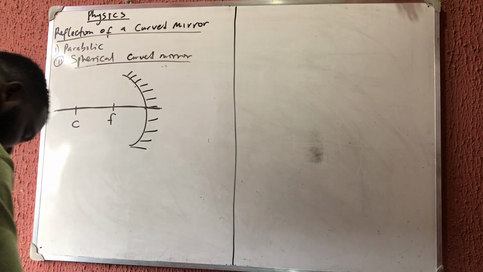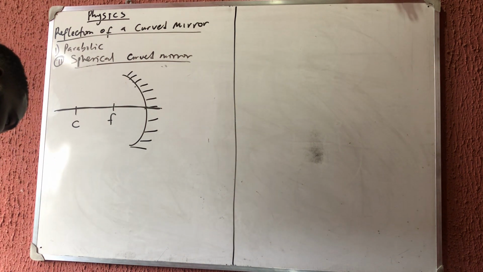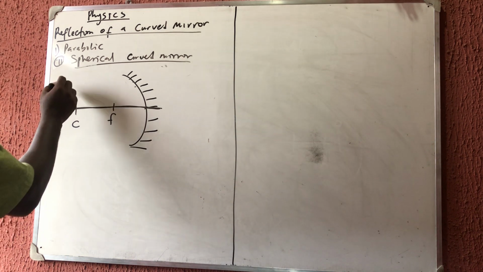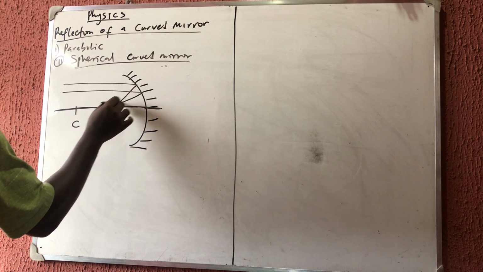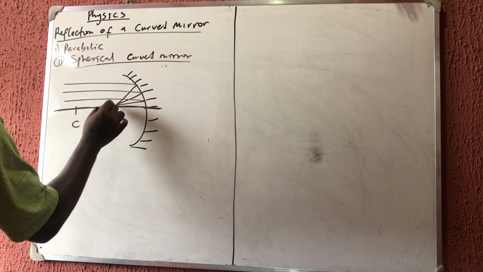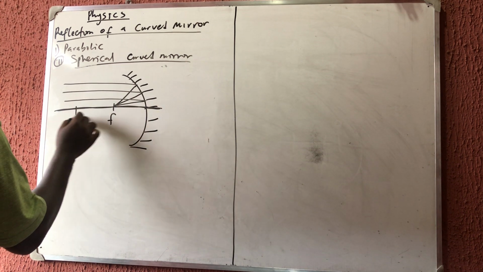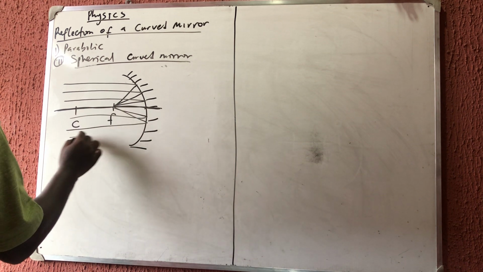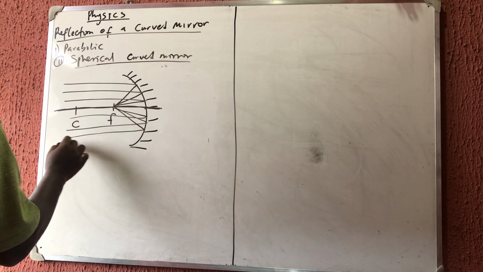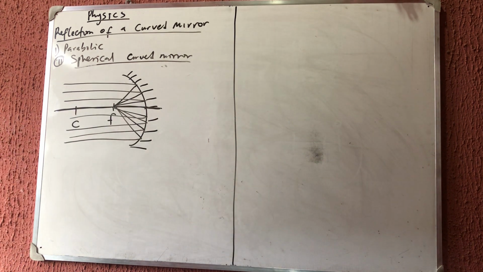Let me see how I can draw it to make sense. If it's coming this way, they hit here. Coming this way, they hit here. Coming this way, they hit here. You see, everybody converges to a particular point called the focus. So you should know that a concave mirror is converging in nature.